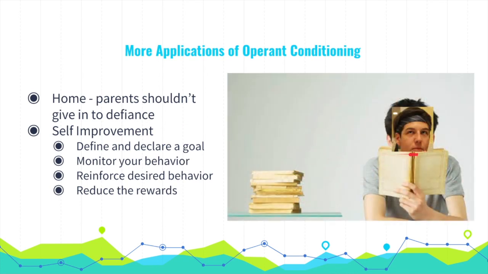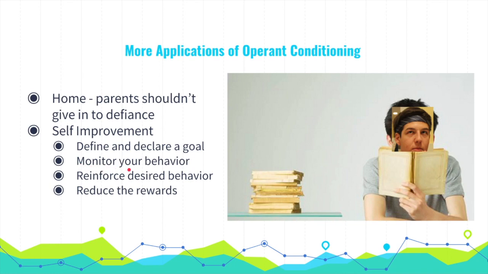The first step is to define and declare a goal. For example, Frank might realize that American history takes up too much of his life. He might tell his friends that instead of spending 10 hours a day reading the American Pageant, he's only going to spend 8. The second step is to monitor your behavior.